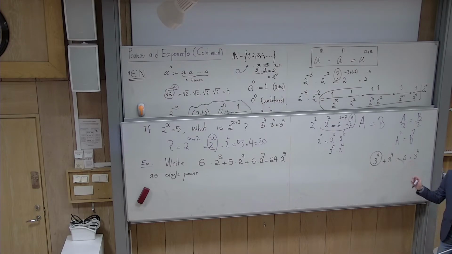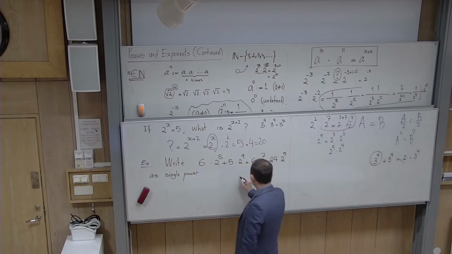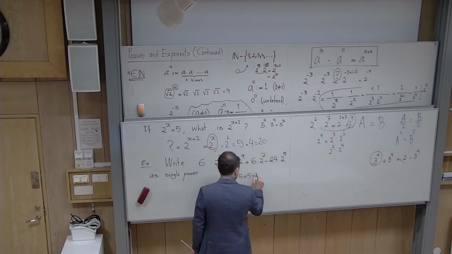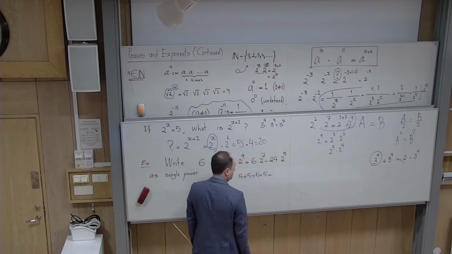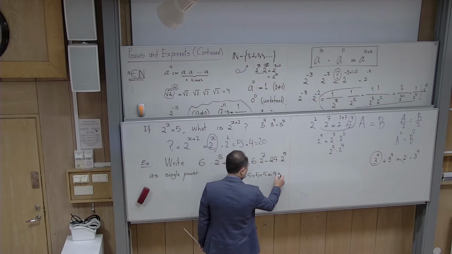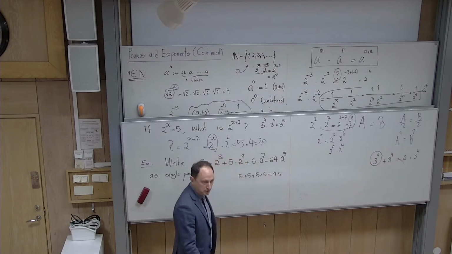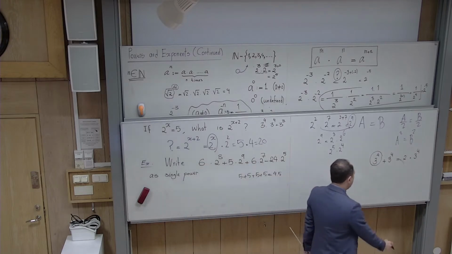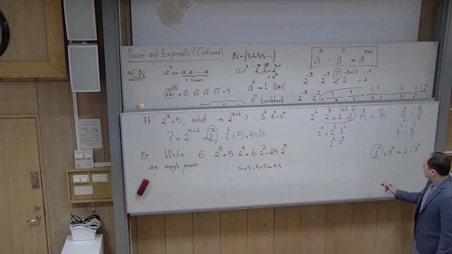By the way, this is not very strange because if I ask you 5 plus 5 plus 5 plus 5, 4 times, what can you write? You can write 4 times 5. Yes? So that's the same story. Okay, but how many of you agree with this one? 4096.